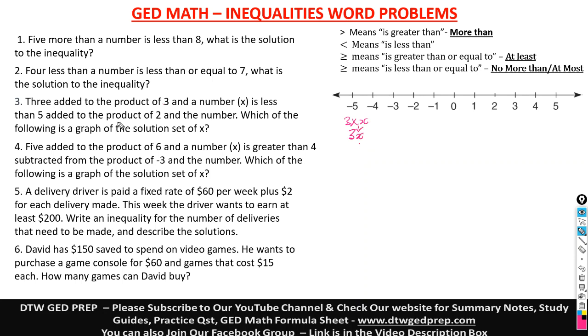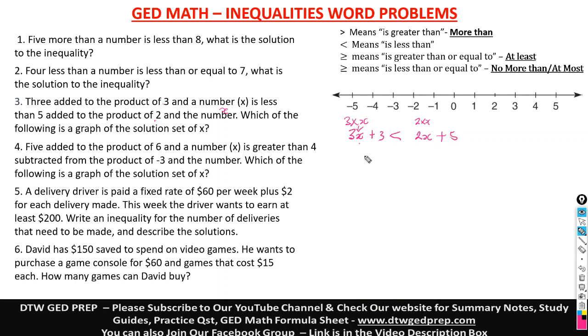So 3 added to this 3x will be plus 3, is less than, so the less than symbol, 5 added to the product of 2 and the number. The number is still x. The product of 2 and the number is 2 times x, which is 2x. So we add 5 to it. So we have our inequality expression here.